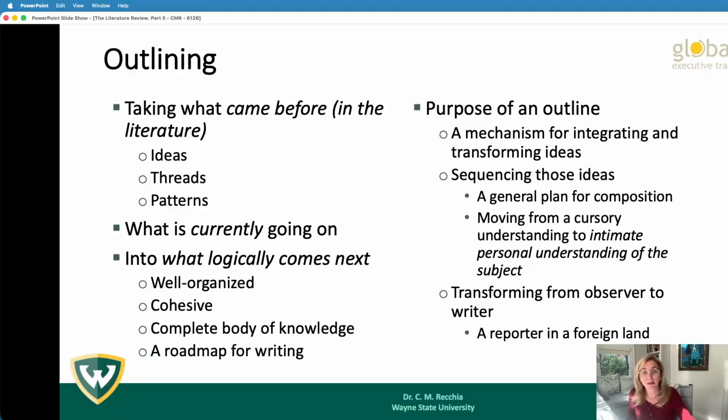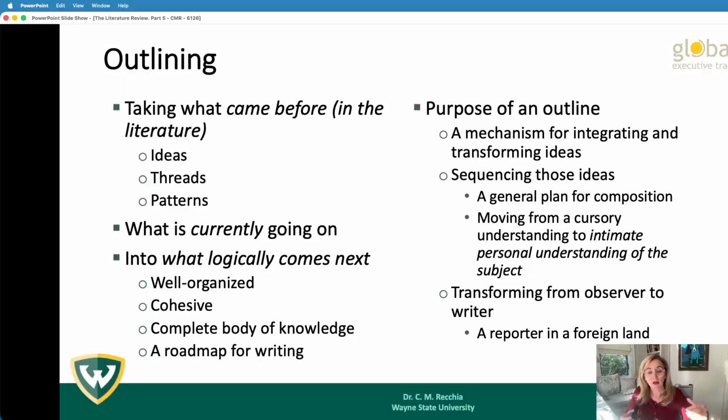One of the best ways to begin is with an outline, and the purpose of the outline is a way for us to integrate and transform ideas, sequencing things. So we develop a general plan for composition. We move from a cursory understanding to an intimate personal understanding of the subject by laying things out one after another. And we're transforming from the observer, where we're looking at everything, to the writer.